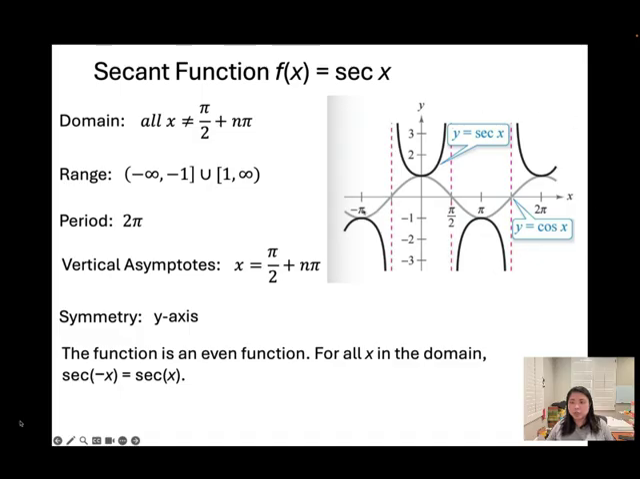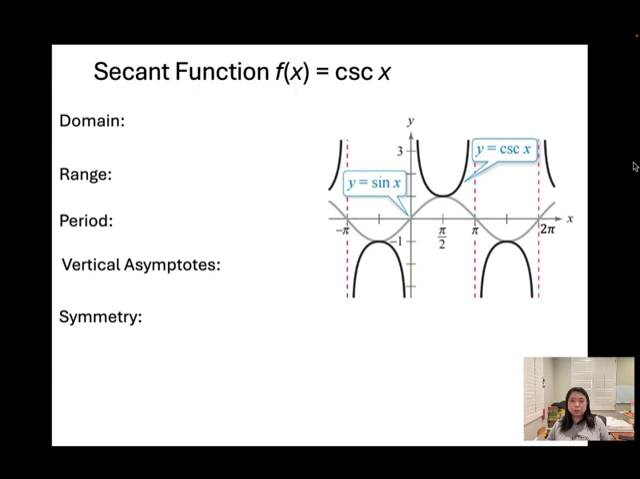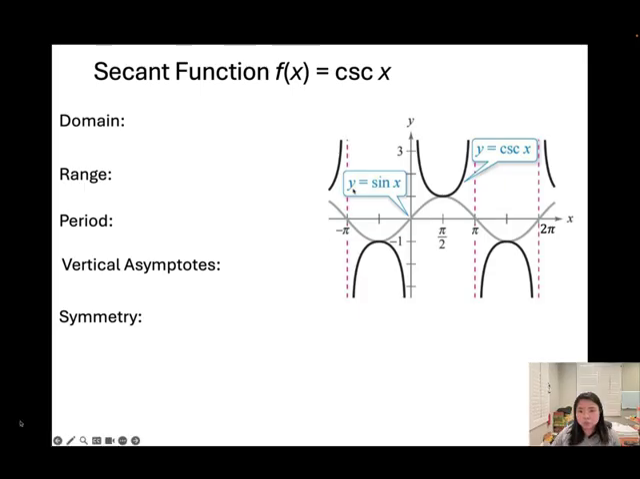One more time, if you guys know how to graph the cosine x, you should be able to graph the secant x. That's the same idea for y equal to cosecant x. Okay, cosecant x will be equal to 1 over sine x. So if you know how to graph y equal to sine x, same idea. Whenever sine x is equal to 0, that will be the vertical asymptote of the cosecant x.